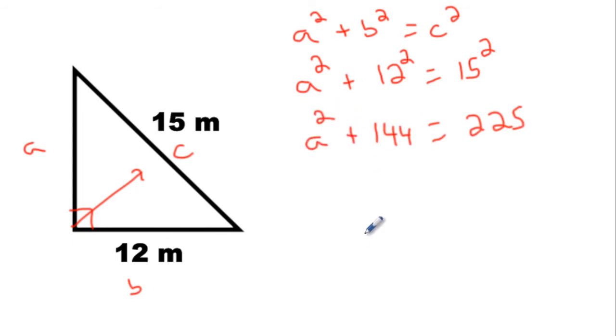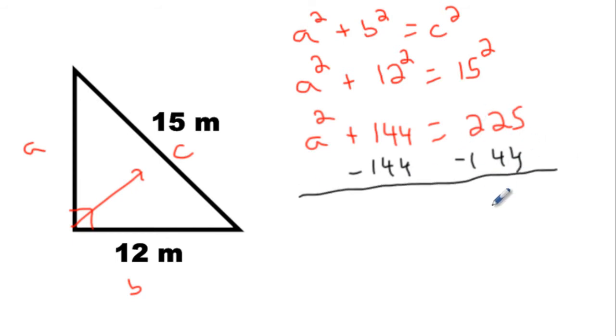Pretty good? Remember algebra? Let's use it. Minus 144. Remember, isolate the variable. Minus 144. That's going to make 81. And that's going to make 0. This is gone. And then I get a squared. But I don't want a squared. I want a. Okay, no problem.